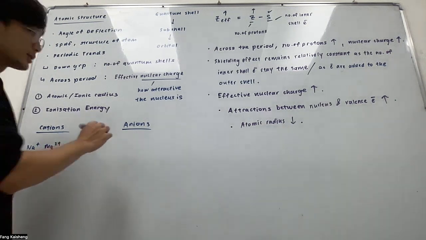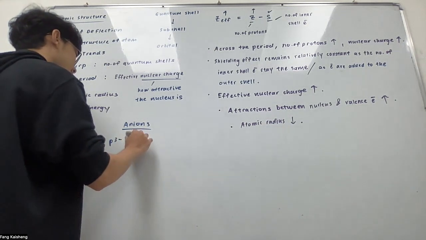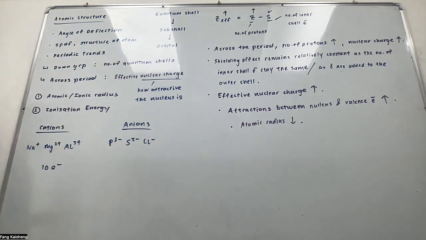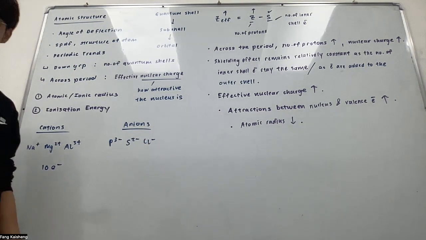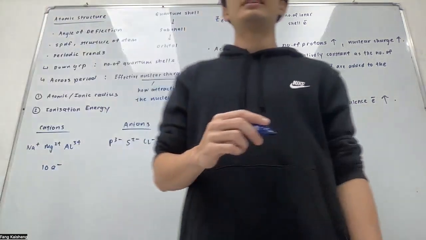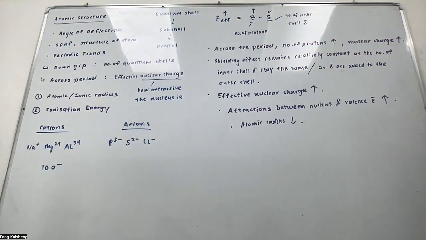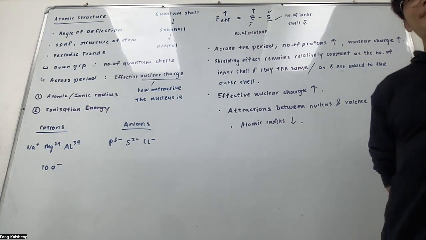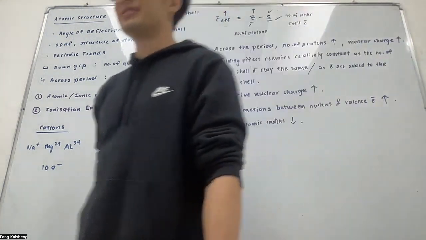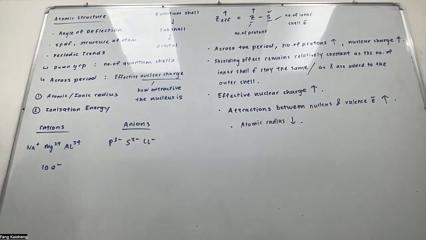How about the right group then? Phosphorus, sulfur, and chlorine ions. 8? No. You look at the periodic table. You must know the number of electrons. So 18 electrons and 10 electrons.